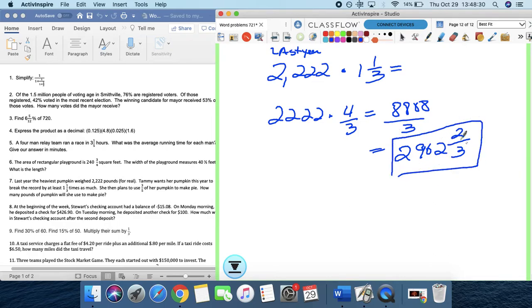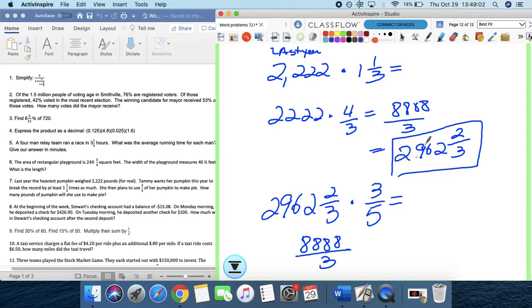All right, so from the new weight, we're going to use 3/5 of this. So from this new pumpkin, we're going to use 3/5. Okay, how many pounds will she use? So out of all that, she's going to use 3/5. Ugh, yuck, ugly number. So let's multiply. 2,962 times 3 equals 8,888.